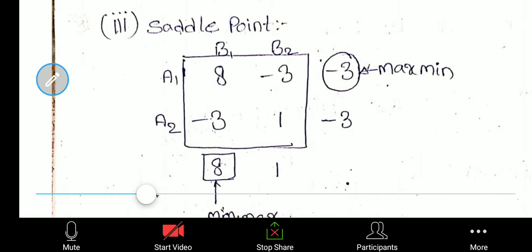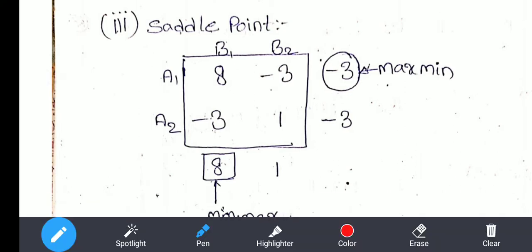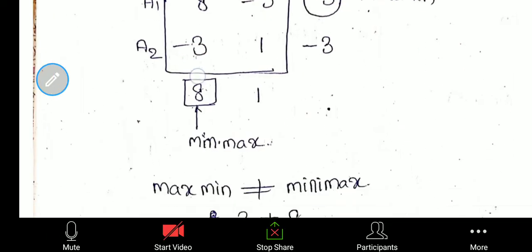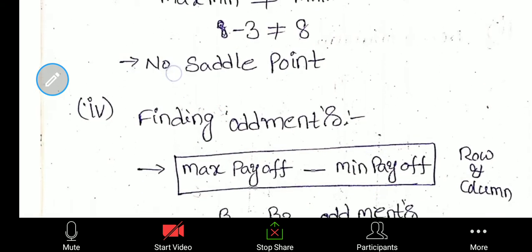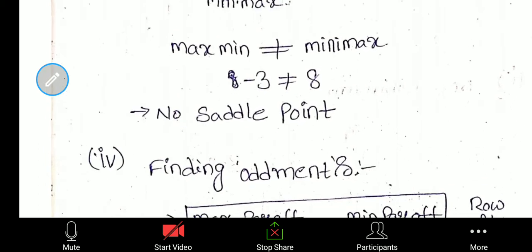So here I am applying the maximin principle. Row-wise minimum is -3, second row minimum will be -3. Next will be the column-wise maximum. First column maximum will be 8, second column maximum will be 1. So there is no intersection point between these two, which means there is no saddle point here. So the process does not have a saddle point, so it comes under the player using more than one strategy here.